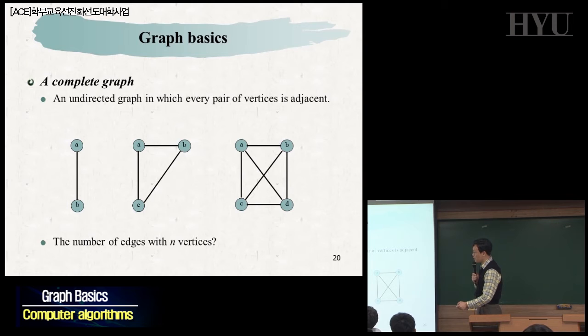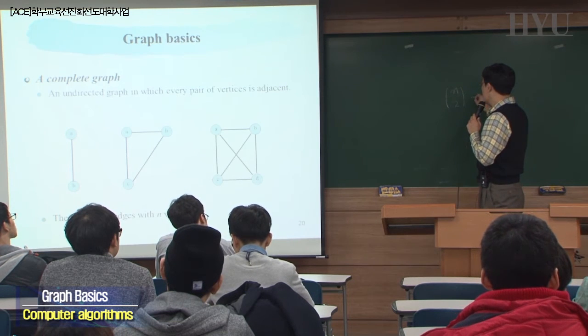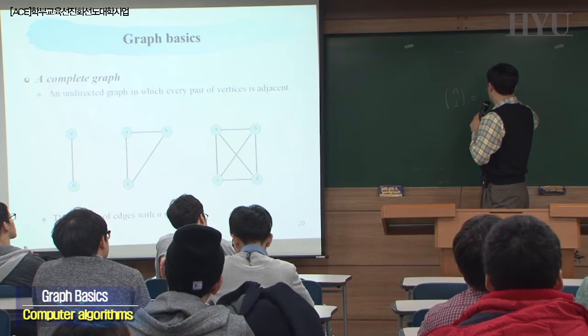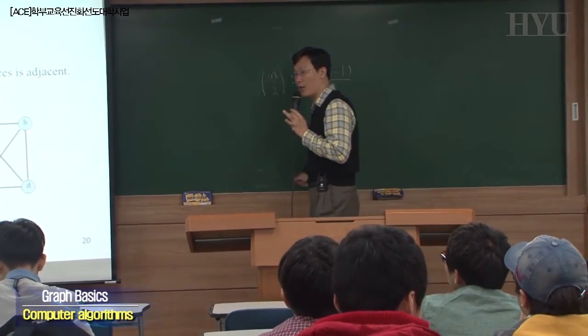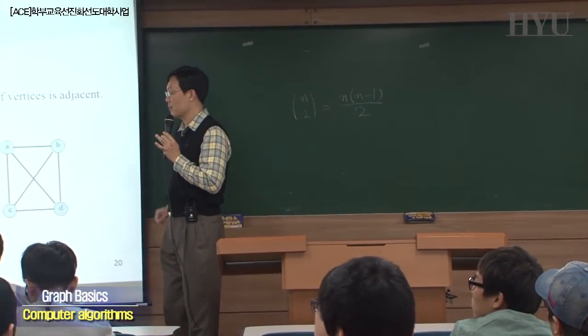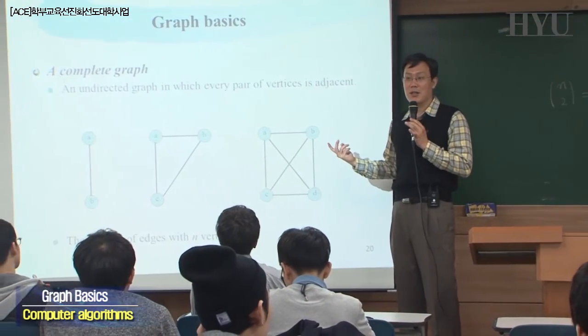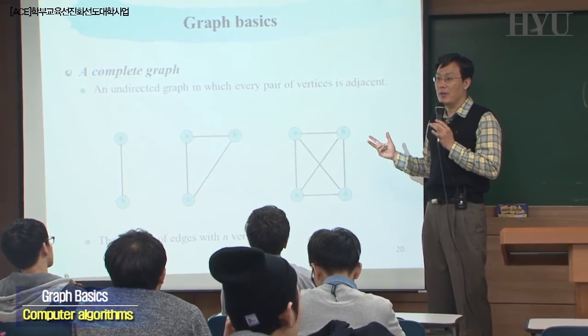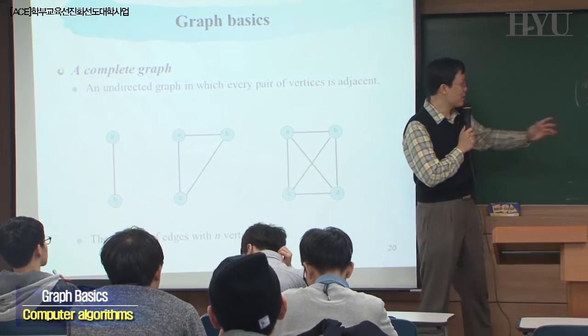Okay, then a short question is, what is the number of edges with n vertices? Think it over. N choose two. Yes, so we have this number of edges. Why? Can you explain? Because every two vertices have an edge. So yes, it's the same as the number of ways of selecting a pair of vertices. So that's n choose two.